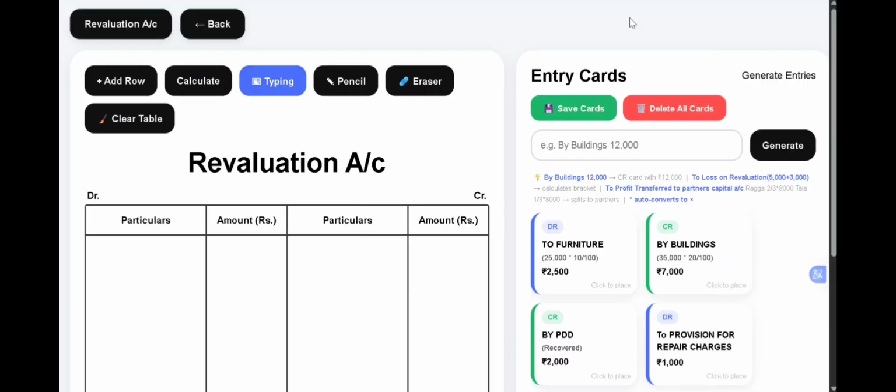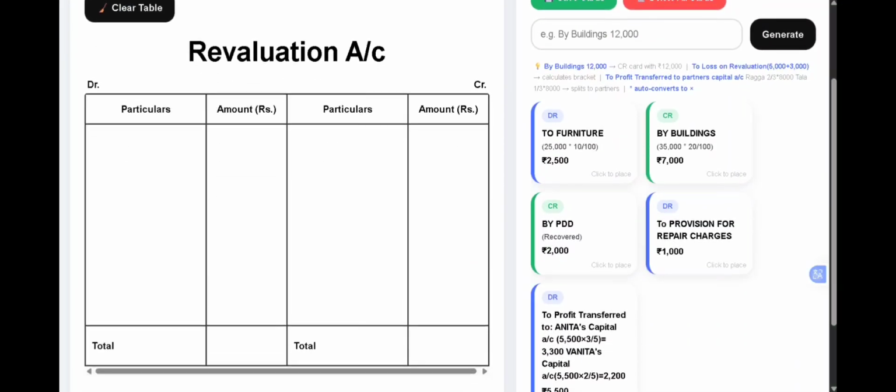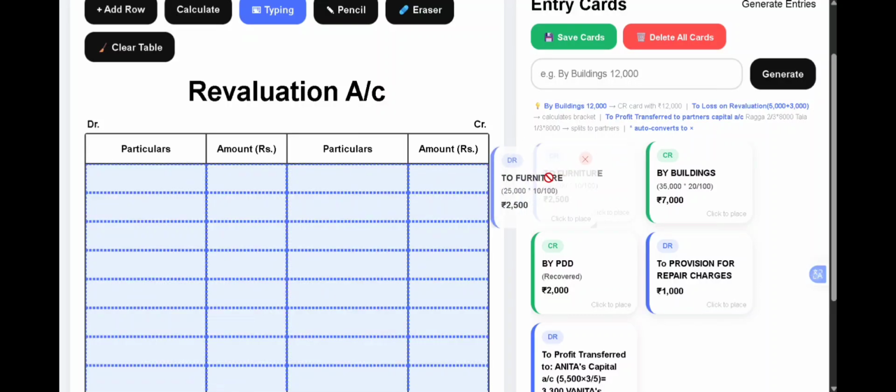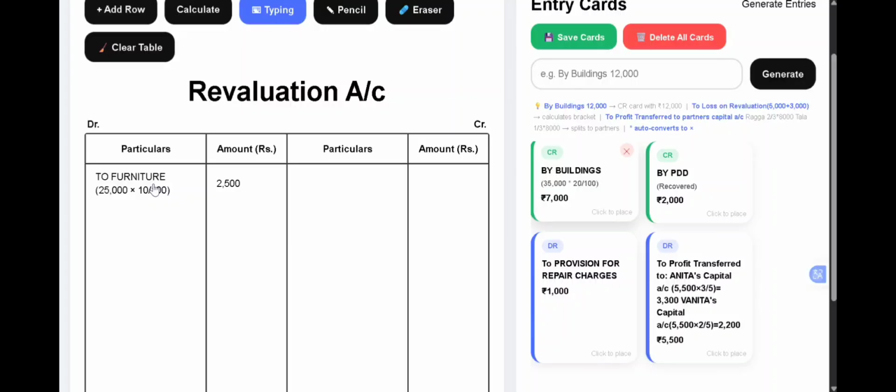Now let us see how to prepare the revaluation account. So this is the format of the revaluation account. So here, first, as per the adjustments given, we have furniture that is depreciated. So it will appear on the debit side. Furniture will come on the debit side. To furniture, that is 25,000 into 10%, 2,500.